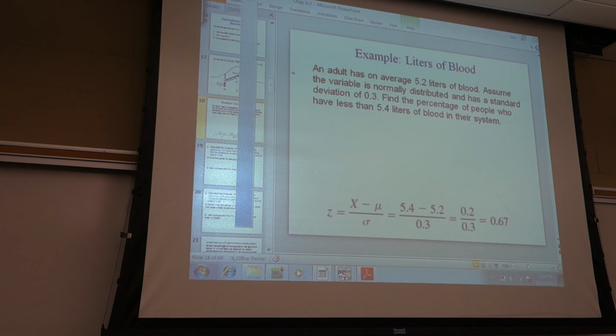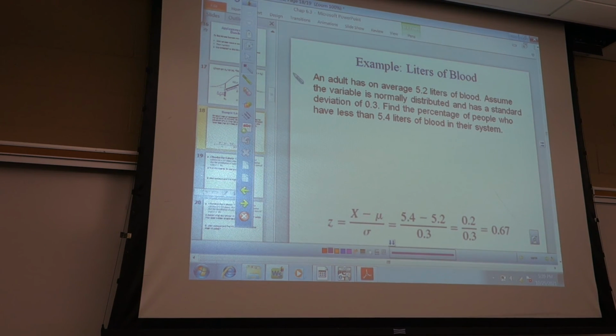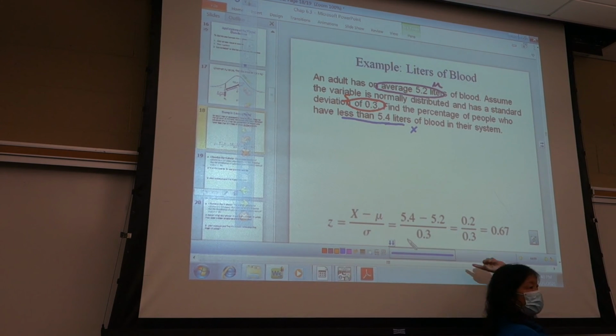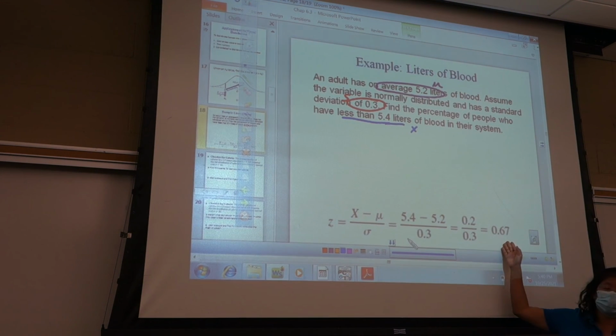Here's an example. Liters of blood. So here, average of 5.2. That is my mu. Normally distributed, standard deviation of 0.3. That's my s. And I want to find the percentage of people who have less than 5.4 liters. That's what I'm trying to find. So this is my x value. First I need to find my z-score. I'll take my x value, 5.4, subtract my mean, 5.2, and divide by my standard deviation, 0.3. If I do that, I'll get 0.67.